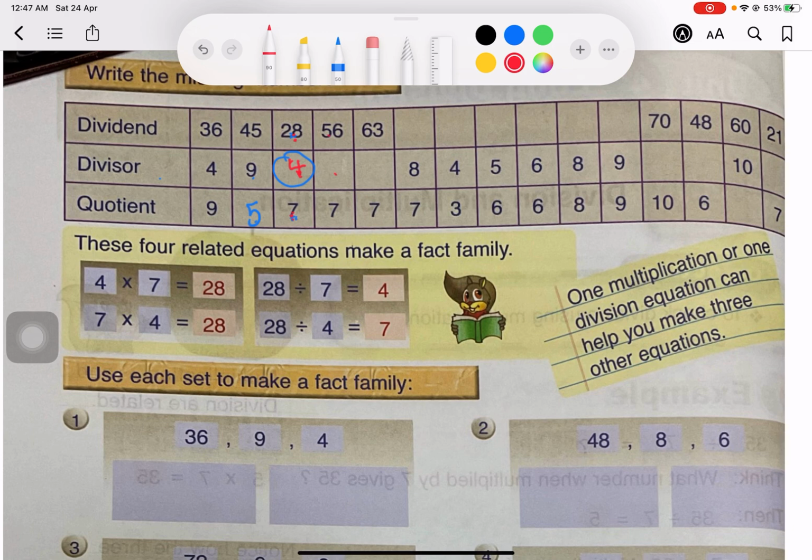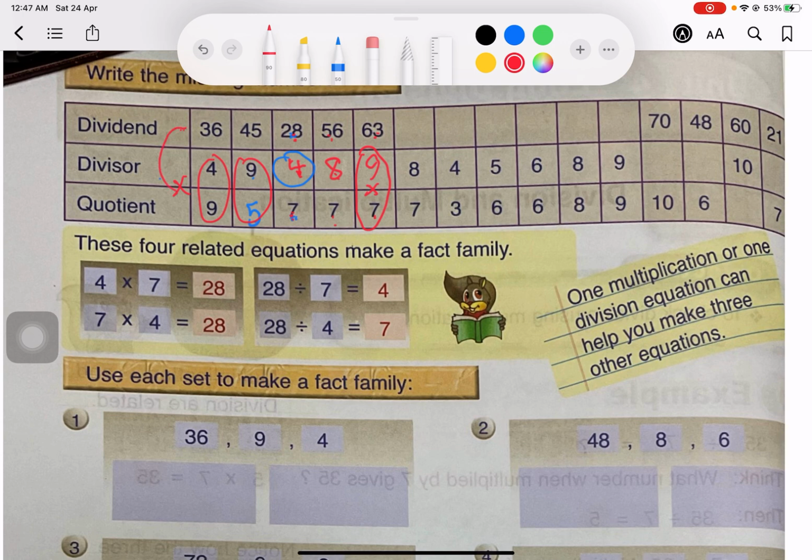56 divide what give you 7? Remember, 7 multiply what give you 56? Yes, it is 8. So 56 divide 8, the answer is 7. 63 divide what give you 7? It is what? 9. Because 9 and 7, when you multiply them, you will get 63. These two numbers, when you multiply them, you should get the dividend.